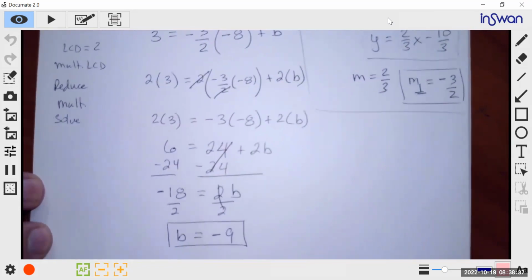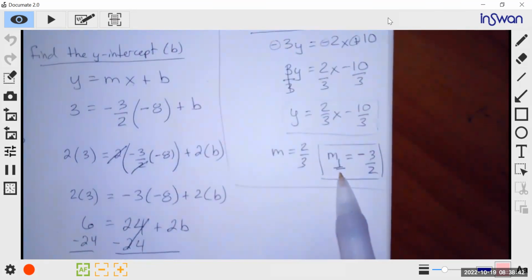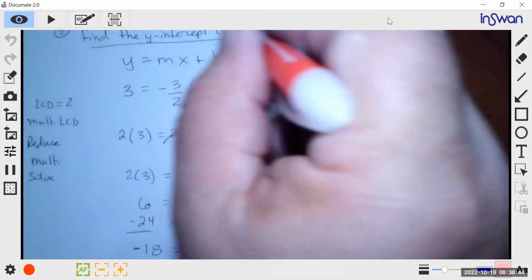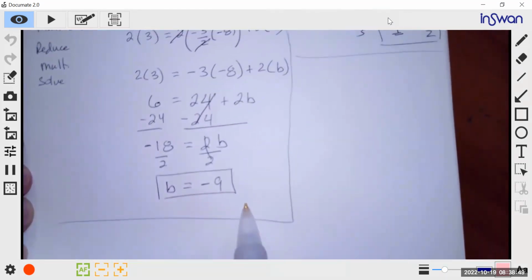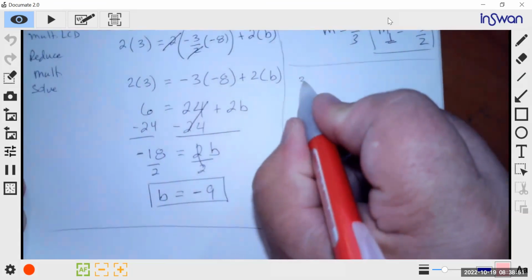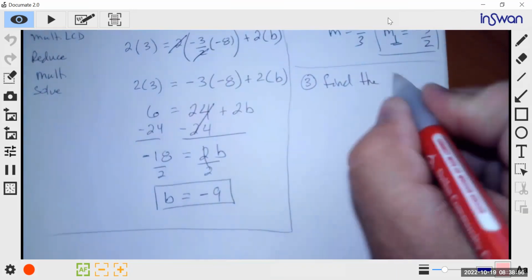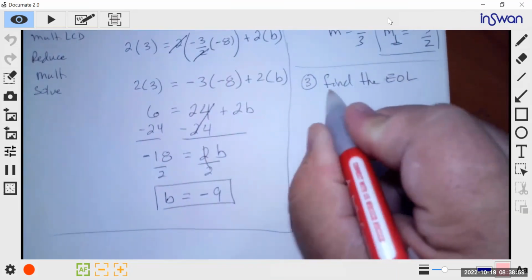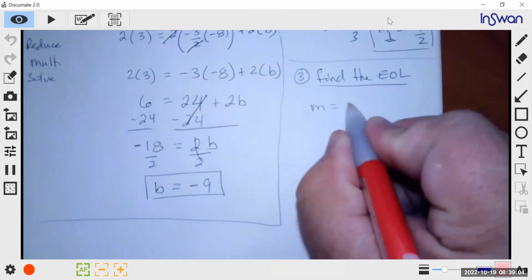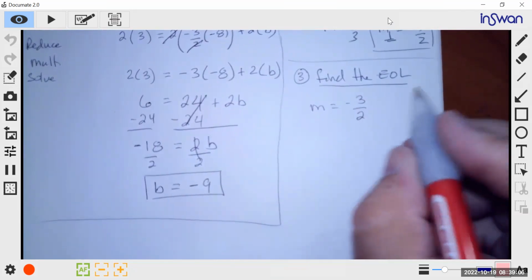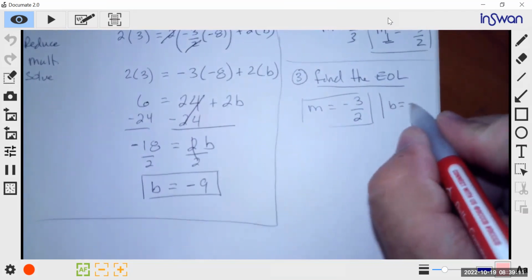That was our second objective. Our first objective, we had to find the slope of the line we're looking at. Then, once we find that, we had to find the y-intercept. Third, we find the equation of the line. Our slope is -3/2. Our y-intercept is -9.